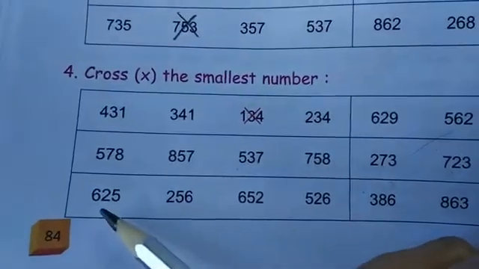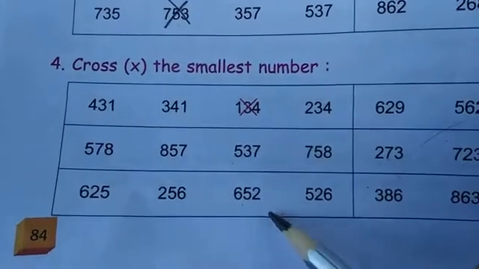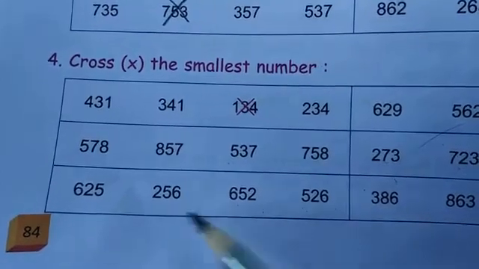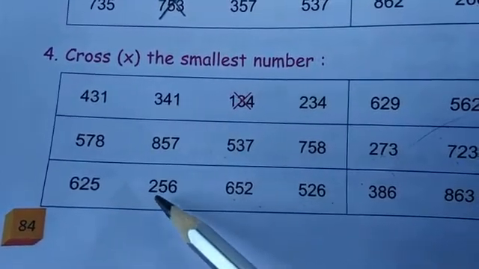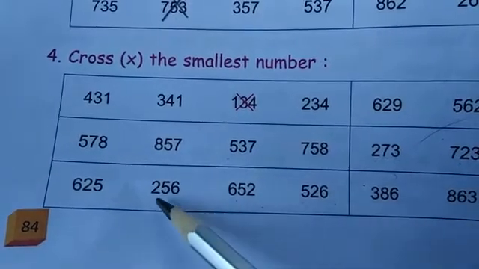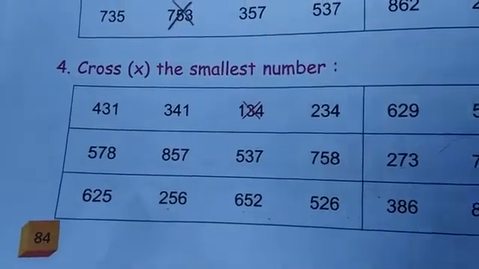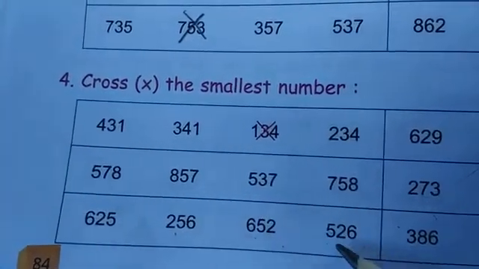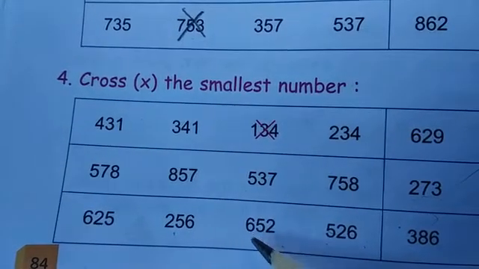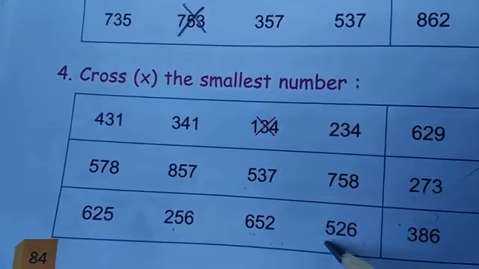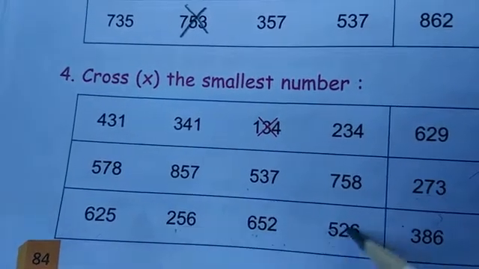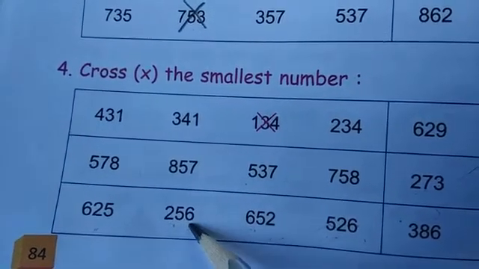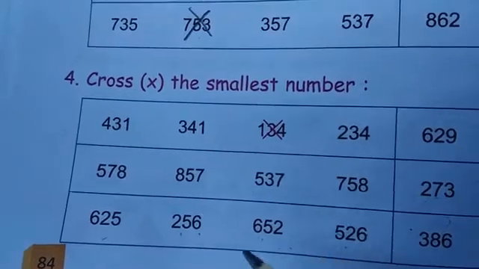Here 625, 256, 652 and 526 are the numbers. Here you can see the hundreds digits. 2 is less than 6 and 5. So first compare with the hundreds digit. 2 is less than 6 and 5. So 256 is the smallest number.